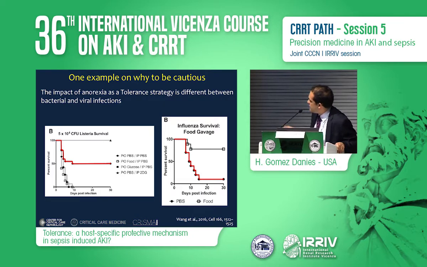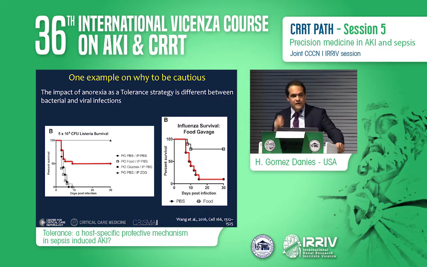This is what happened. In bacterial infections, animals that were exposed to anorexia lived more than those that were fed. Look at what happened in animals that were infected with viruses. Exactly the opposite. So we got to be very cautious because this is going to be very particular to the host, to the type of infection, and probably to the situation that the patient, the mouse, the plant is living in, and the environment that is touching it.